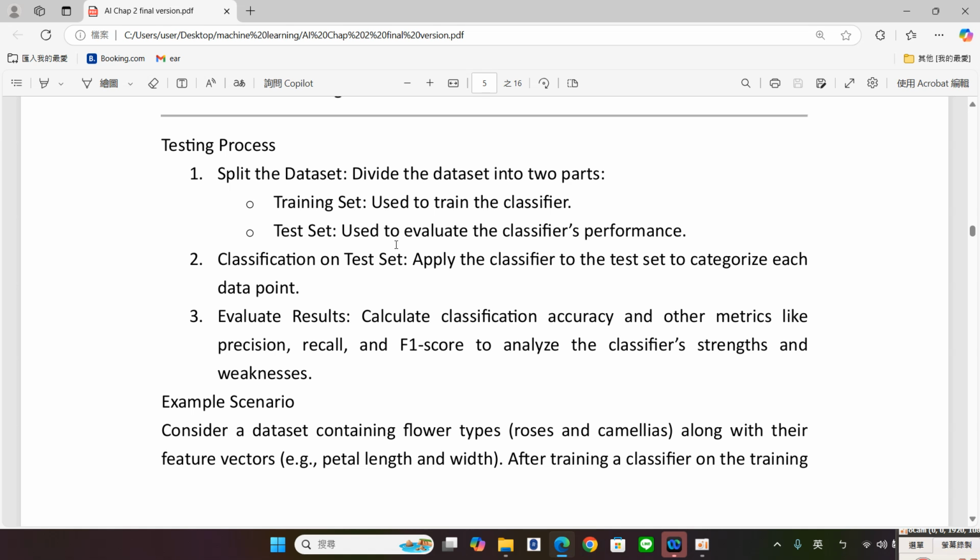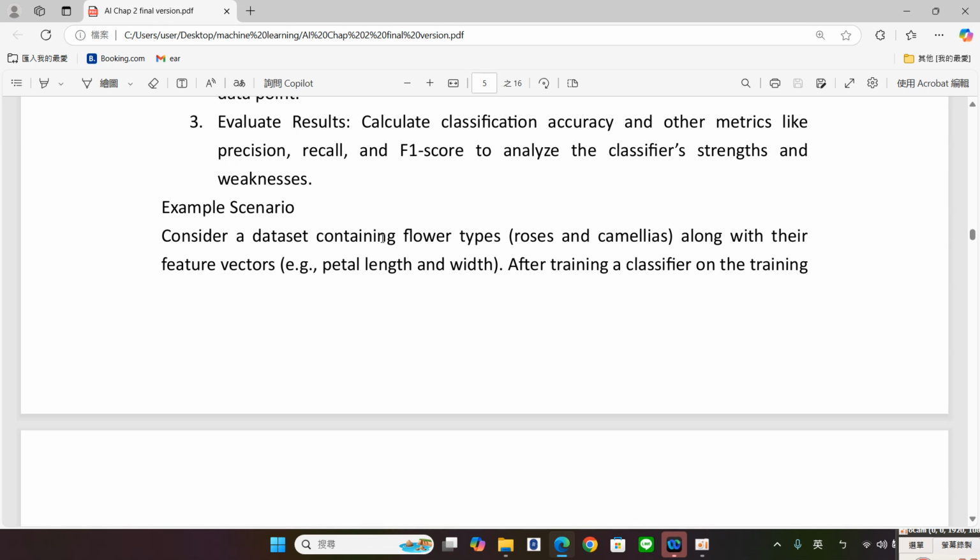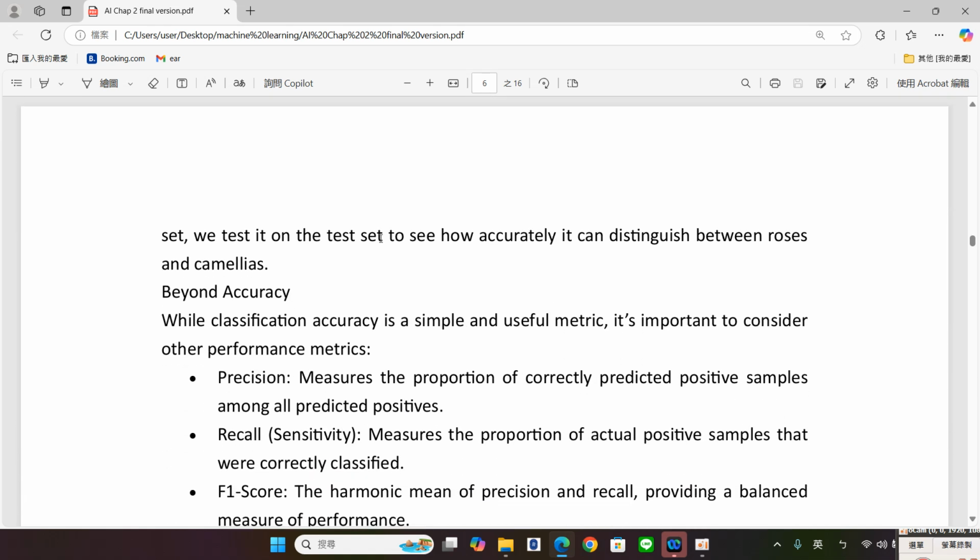The example scenario. Consider a dataset containing flower types, roses and camellias, along with their feature vectors, for example, petal length and width. After training a classifier on the training set, we test it on the test set to see how accurately it can distinguish between roses and camellias.